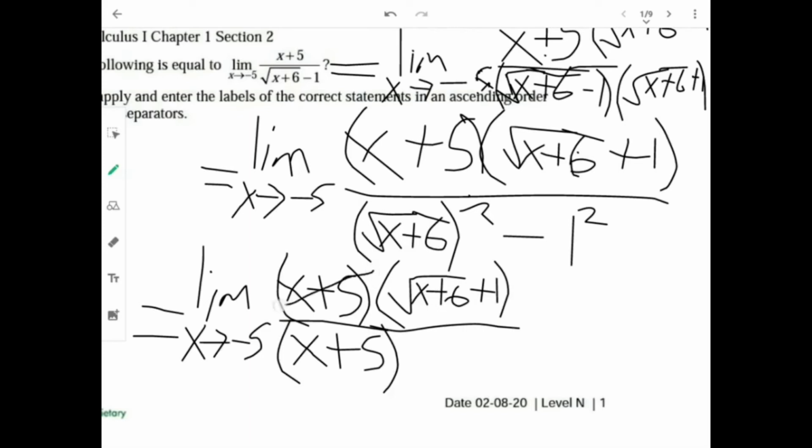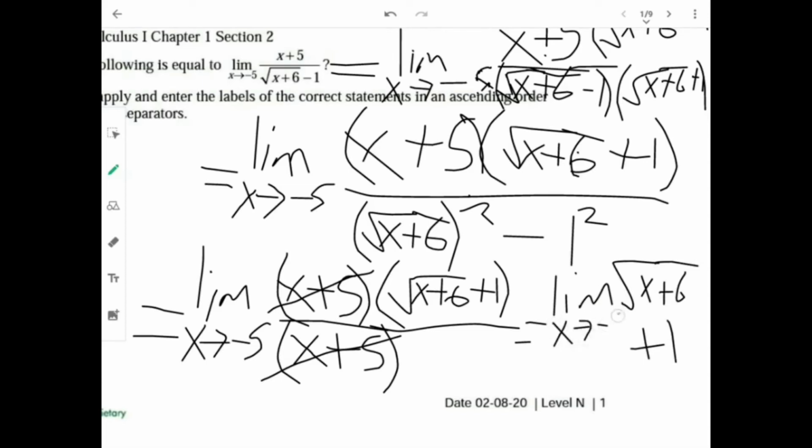So as you can see, the (x + 5) cancels and you end up with the limit of (root(x + 6) + 1) as x approaches -5. And then you just substitute it in. It will be root(-5 + 6), which is 1, plus 1. So it equals 2.